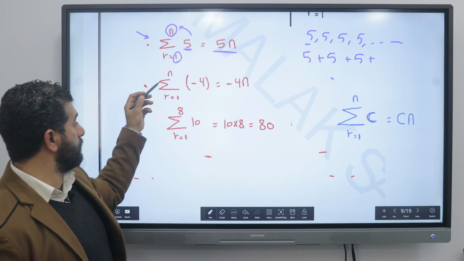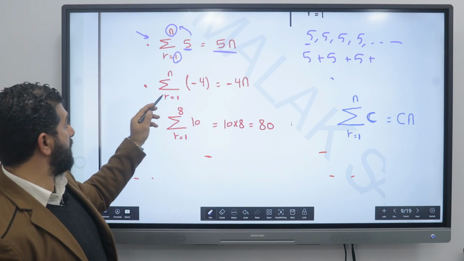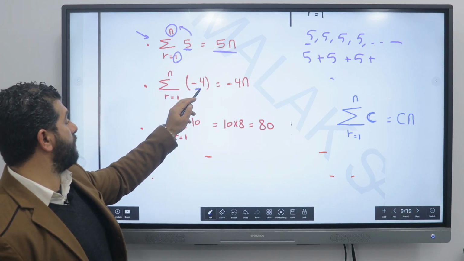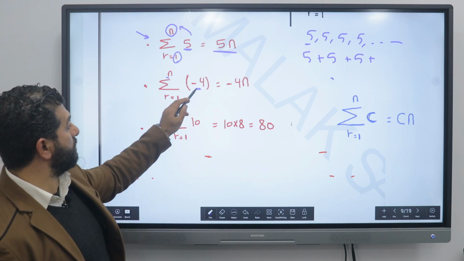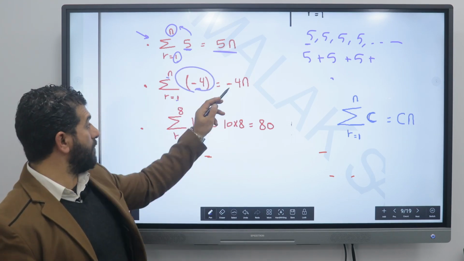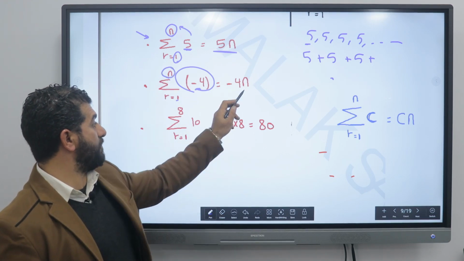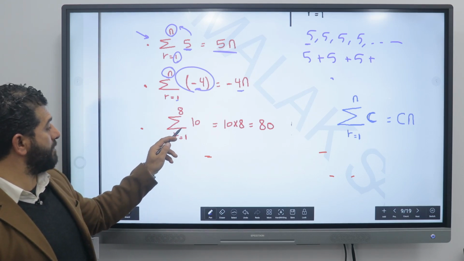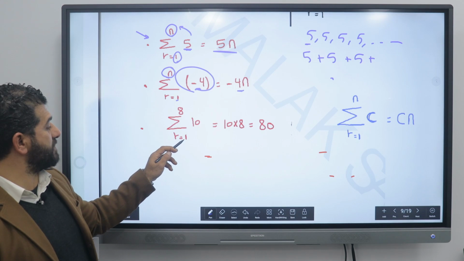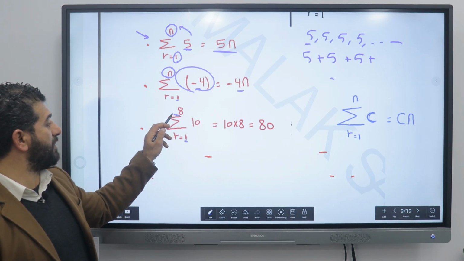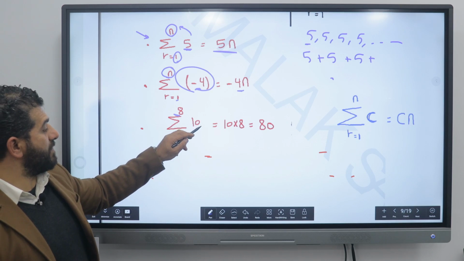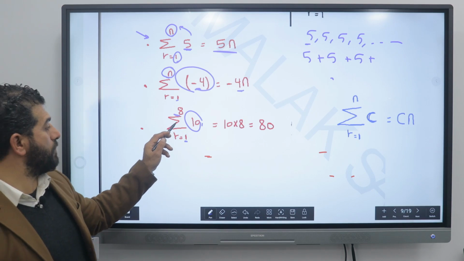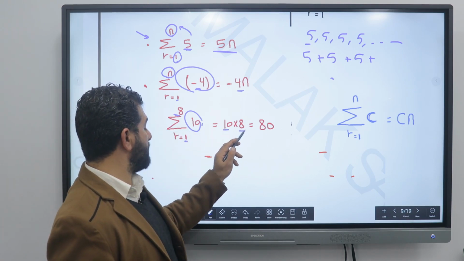And for this one I want to get the sum of the sequence in which all terms are -4, from 1 to n. So multiply -4 by the number of terms. It's -4n. And this one, I want to get the sum of all terms of the sequence from the first term to the 8th term. This sequence also is a constant sequence. All terms are 10, so you multiply 10 by 8, and it will be 80.